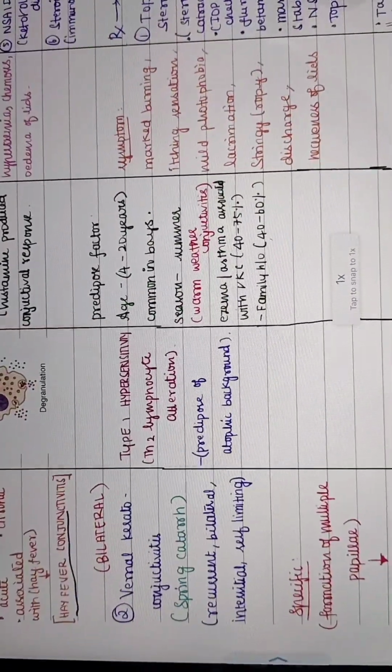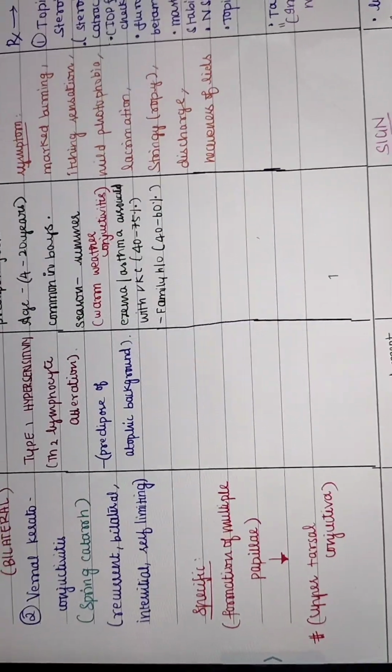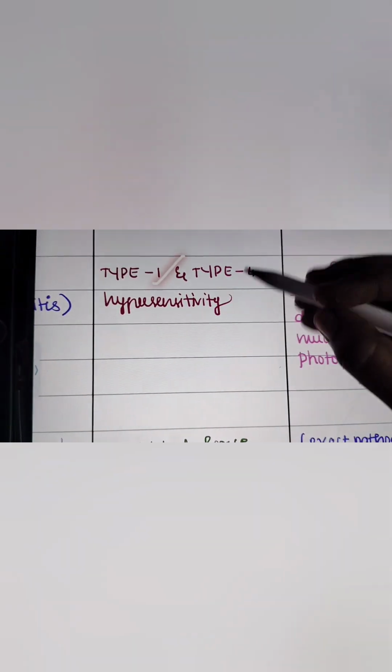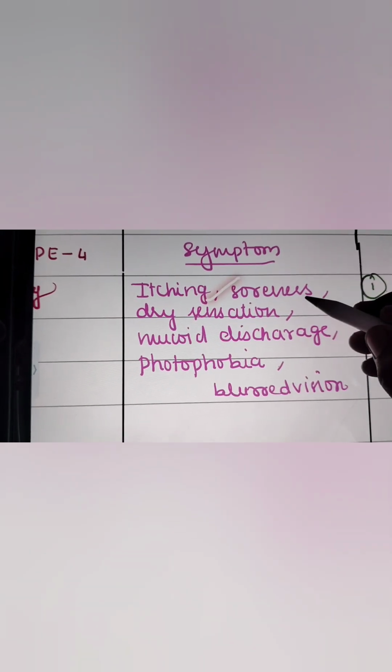Okay, now we will be moving on to the AKC. Now we will be talking about atopic keratoconjunctivitis, that is your AKC, and it is usually caused by type 1 as well as type 4 hypersensitivity reaction. Now we are going to see the symptoms of the AKC. First we will be seeing itching, soreness, dry sensation. Here you will be seeing the mucoid discharge, photophobia, and you will be having blurred vision.